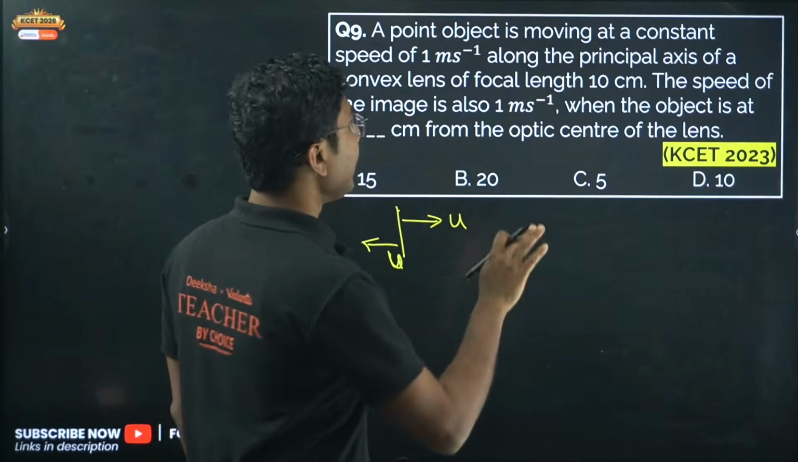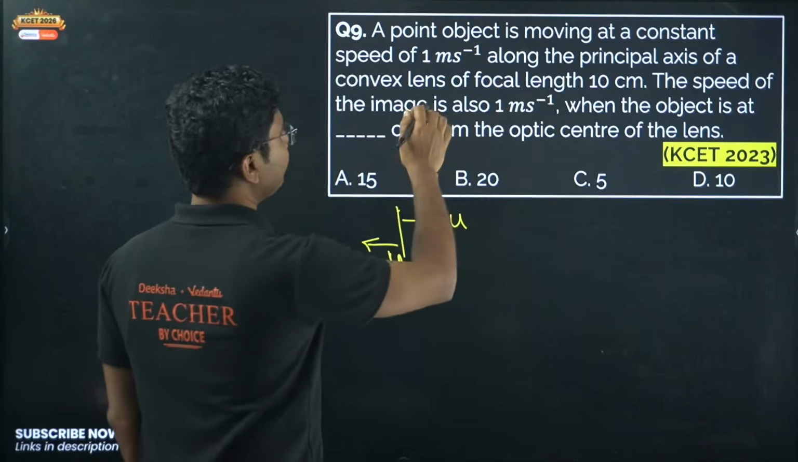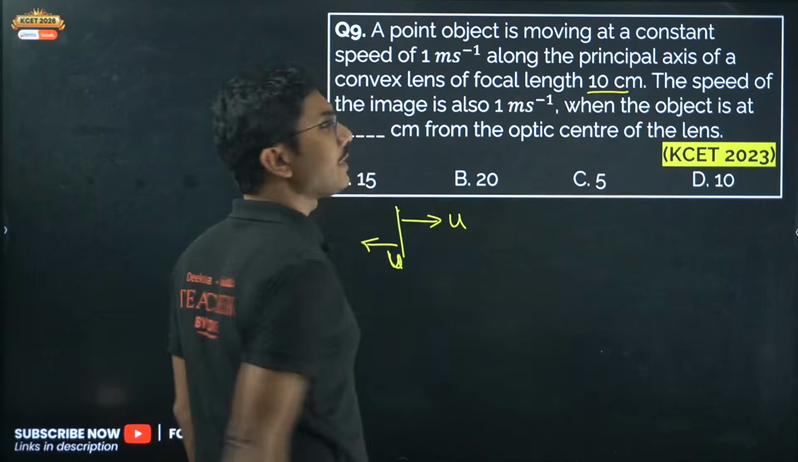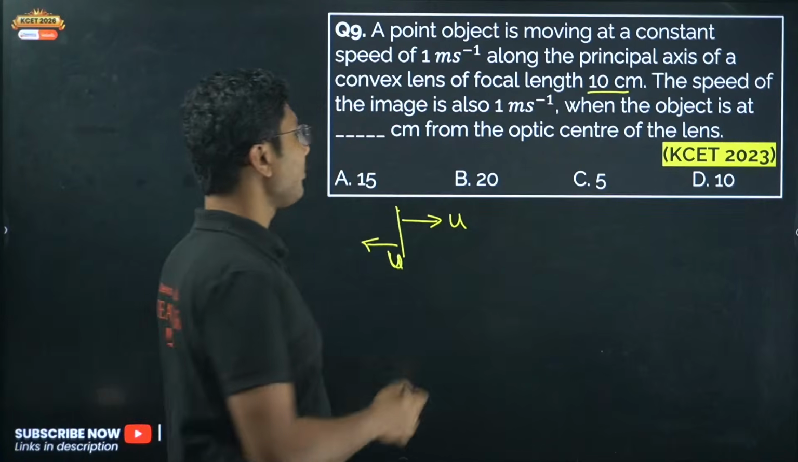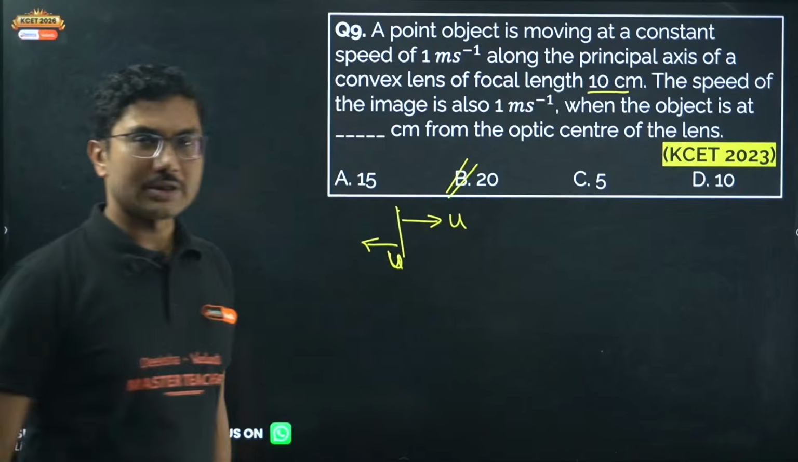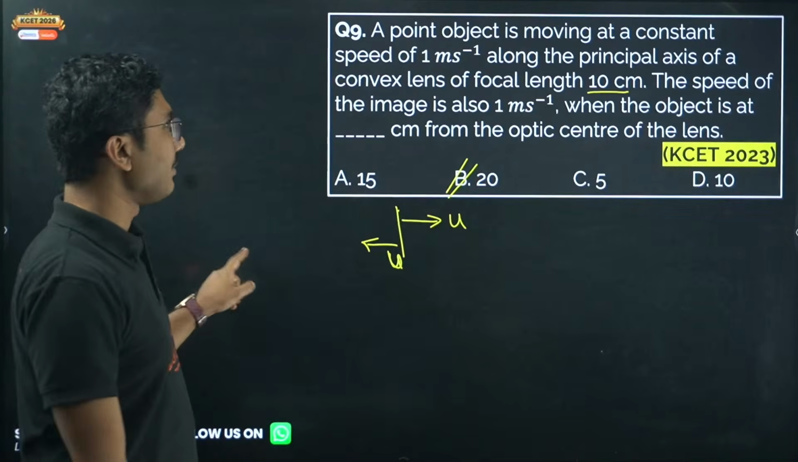So here it is mentioned that the focal length is 10 centimeter. So what is twice the focal length? 20 centimeter. So the image speed and object speed will be the same at 20 centimeter.